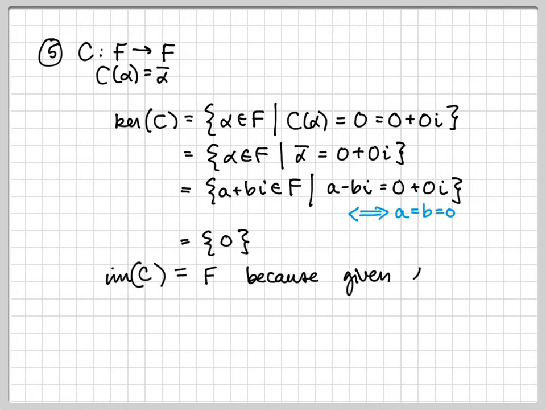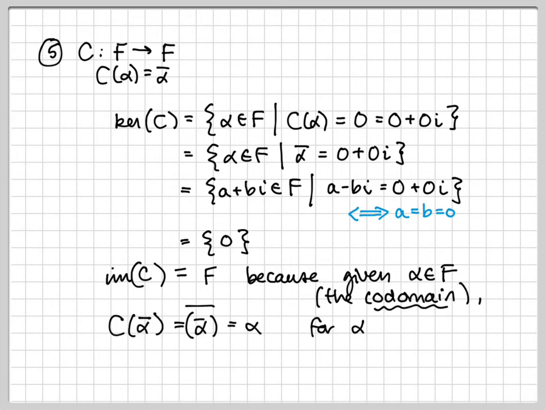The image of C is all the stuff I can get to by conjugation, and if I give you a target alpha in the codomain, you're like, okay, well, if I plug the conjugate into the conjugation function, then the conjugate of the conjugate is the original thing, and that means that I can arrive at it from plugging in its conjugate. So the image, again, is all of F.